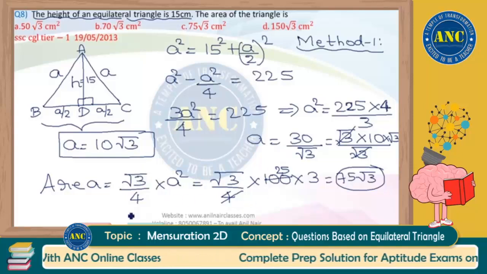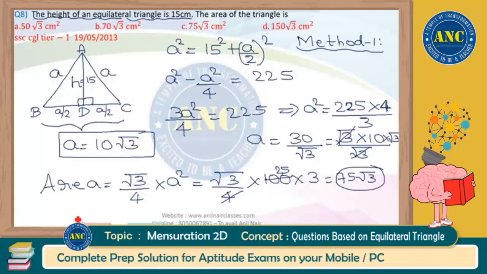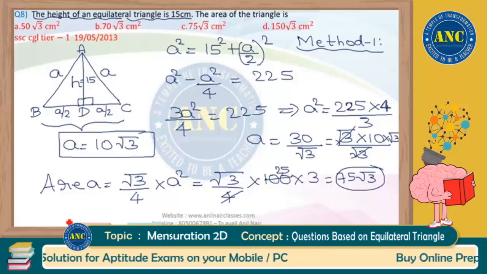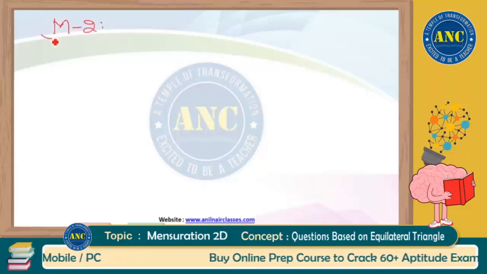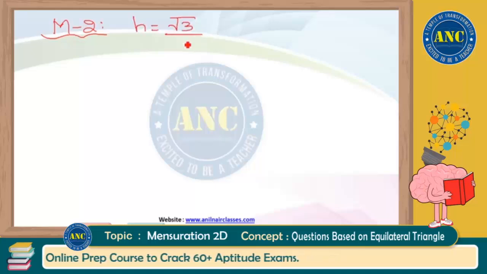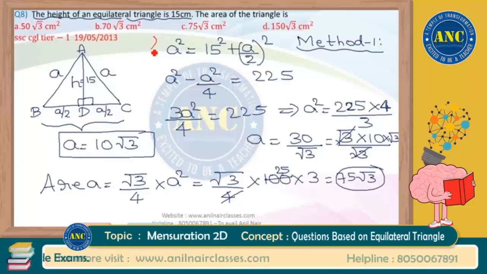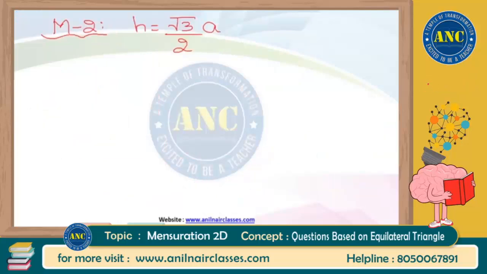Sir, can I find the area in a different method, in method 1 itself? Can I find the area in a different way? Definitely, why not? Suppose I apply another method. The height of an equilateral triangle, we already derived, is root 3 by 2 into A. Sir, I don't know the height. Do all these processes, get the value of A, and back substitute in area. But I know the formula for the height of an equilateral triangle. Directly substitute. Height is 15.